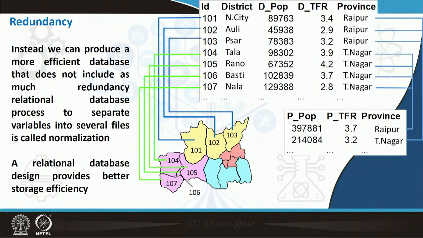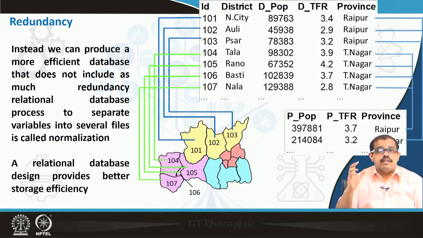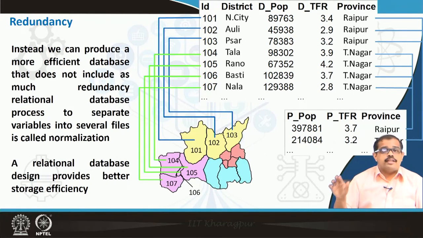Now, if you ask me how you remove this redundancy, it is how you do normalization. When we look at different ways of representing a database, I will speak about normalization of a database, and the different normalizations you have: first normal form, second normal form, third form, etcetera. But as of now, it can be done using normalization, okay.